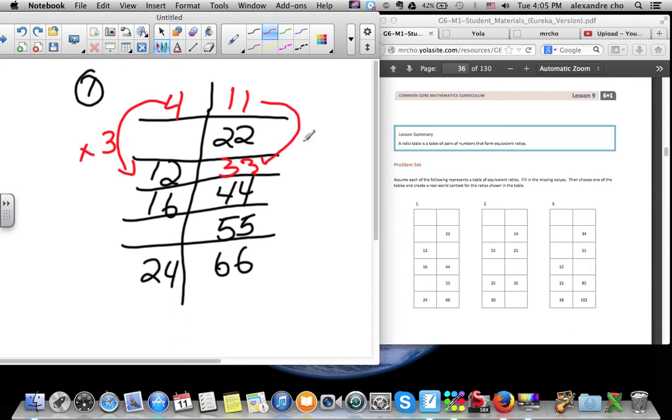11 to 33? Was it times 3? Yes, it was. So let's go to the other one more down. 11 to 44 is times 4. 4 to 16 is times 4. 11 to 55 is times 5. And 4 should be times 5 as well, which should give you 20. 11 to 22 is just double. So 4 to this empty spot, double, which should be 8. Okay? Simple enough.